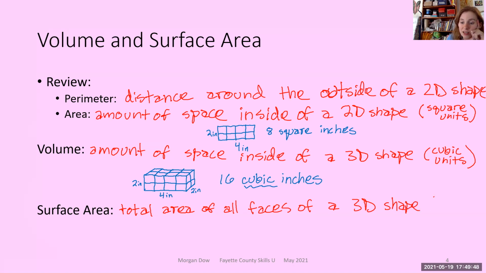And since it's area, it's also measured in square units. So for surface area, if you know how to find the area of a flat shape, then you know how to find the surface area of a 3D shape, because it's just a matter of finding the areas of the individual shapes and adding them up. We're also going to see that we have some nice, neat little formulas to help us with those calculations.